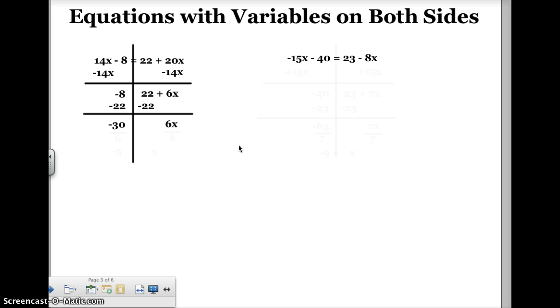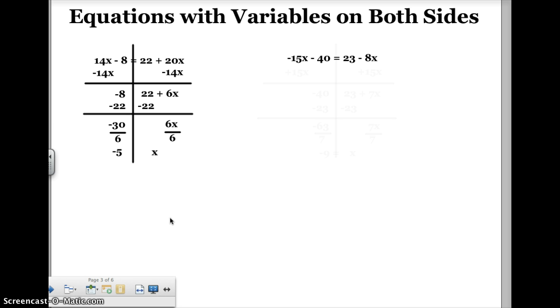Now the last step is I have to undo multiplying x by 6. The opposite of multiplying by 6 is going to be dividing by 6. And I'll divide both sides by 6 on this problem. 6x divided by 6 is just going to be x. So on the right-hand side of the equation, I'm just going to be left with x. On the left side of the equation, I have negative 30 divided by 6, and that should be equal to negative 5. So the solution for the first problem is x is equal to negative 5.